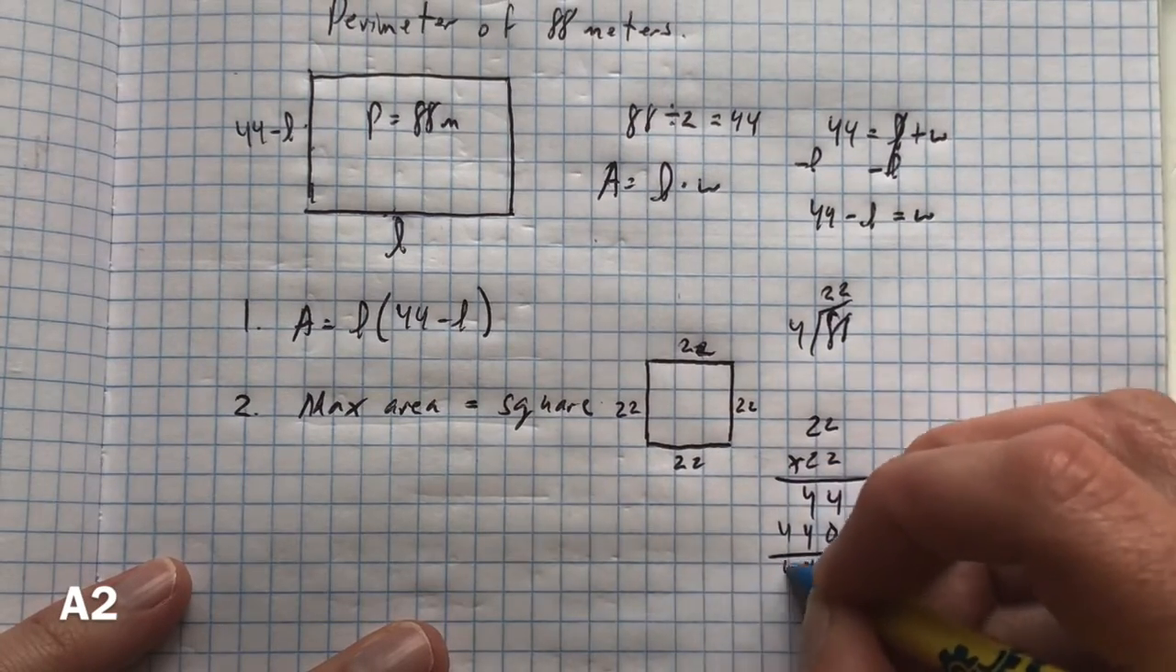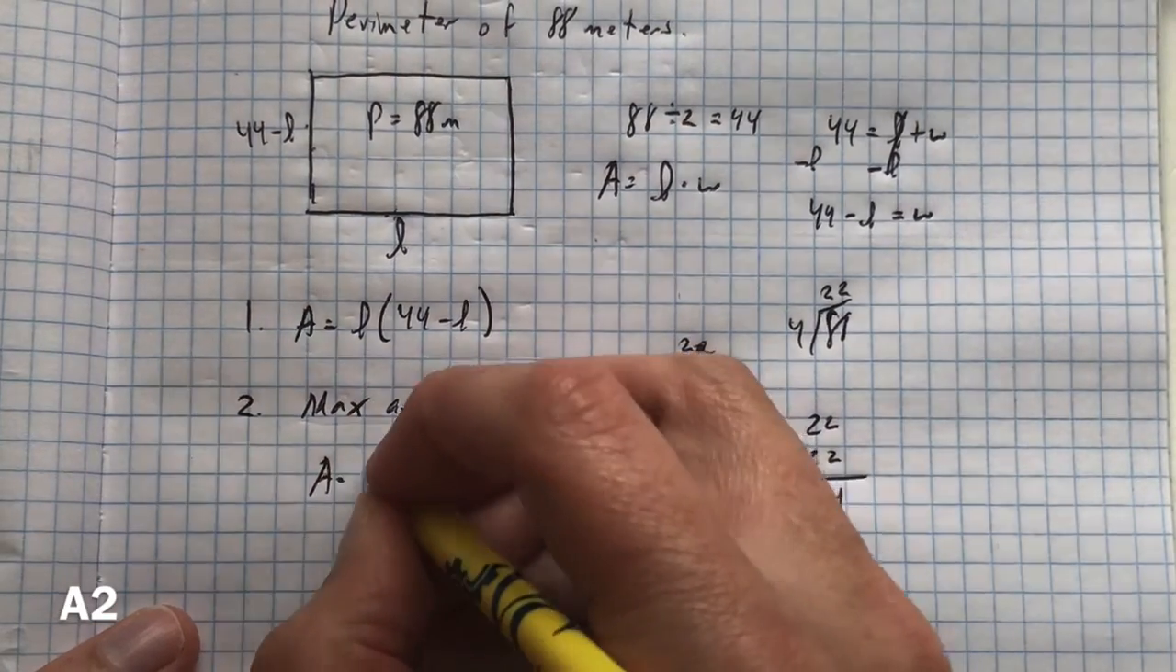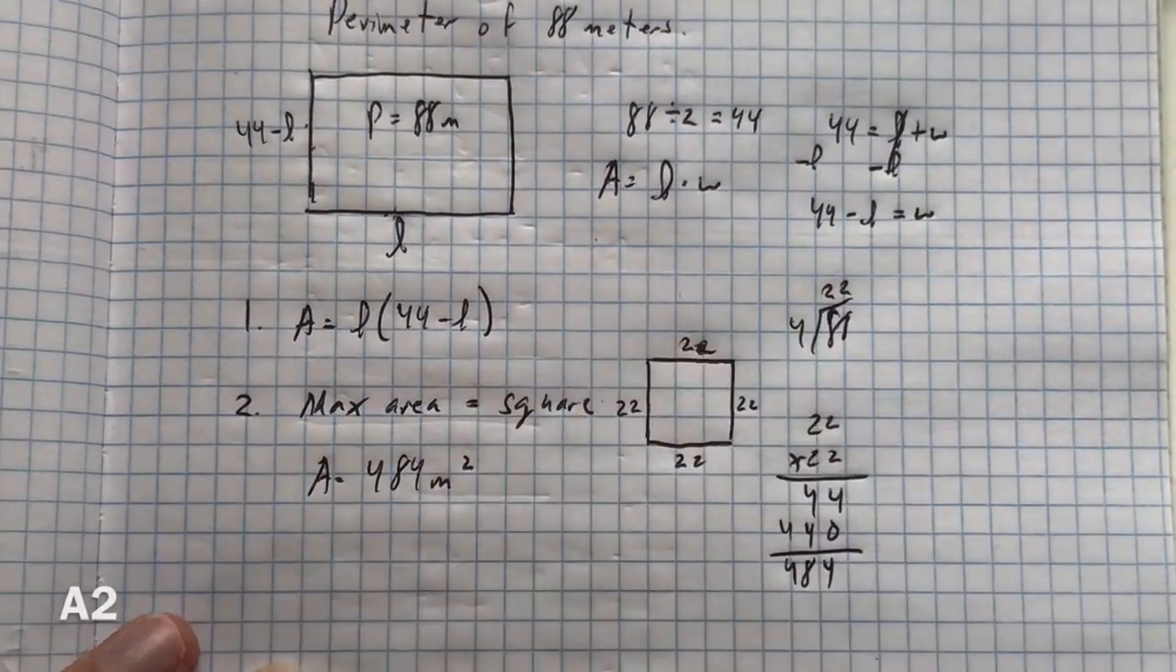So I would get 484 meters squared. So area is equal to 484 meters squared.